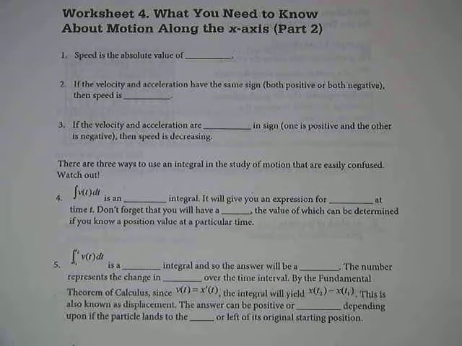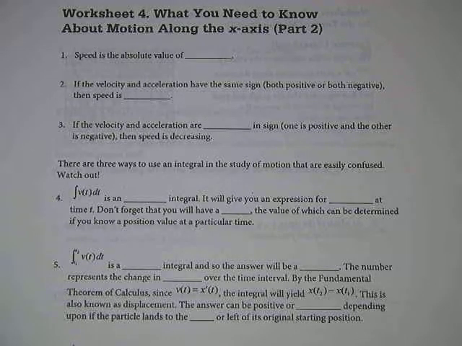Number 4, there are 3 ways to use an integral to study motion that are easy to confuse, so watch out. The integral of v of t dt is an indefinite integral. It will give you an expression for position at time t. Don't forget that you will have a plus c, which is a value to be determined if you know the position at a particular time. So if we take the integral of a velocity function, we're going to get a position function, but it's going to have a plus c on it.